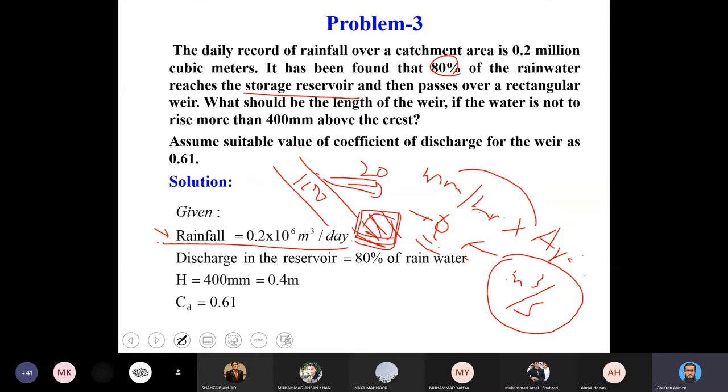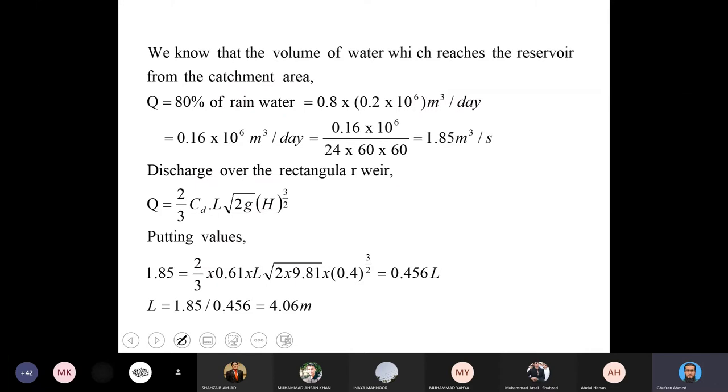Okay, so our discharge would be 80% of this 0.2 × 10^6. H is given, CD is given. So the only thing which is unknown at the moment is discharge, which is 80% of rainwater. So 0.8 multiplied by this volume of water. So our final answer of Q is 1.85 meter cube per second.